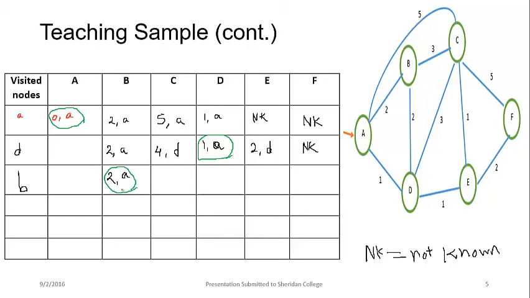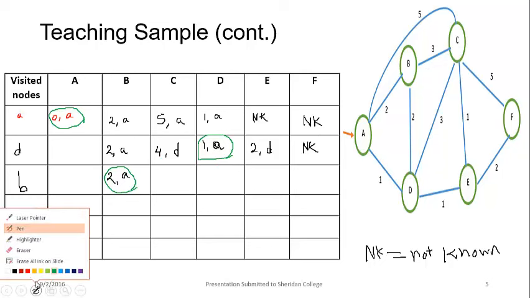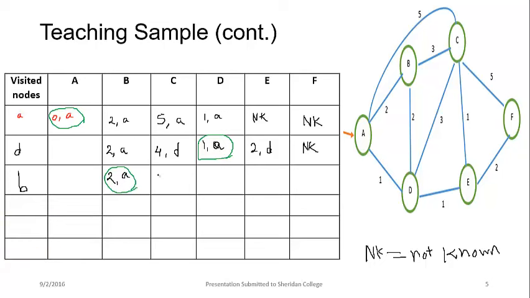Now from B to C, let's see. From B to C, it takes me 3 units to get there. But earlier I started from A to D, 1, D to B, 2, so 3 plus 3 means 6. Well, this is not good for me because I already have 4D, so I'm not going to change, I stick with my old value, which is 4D.